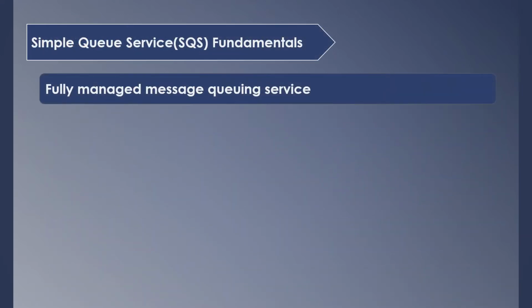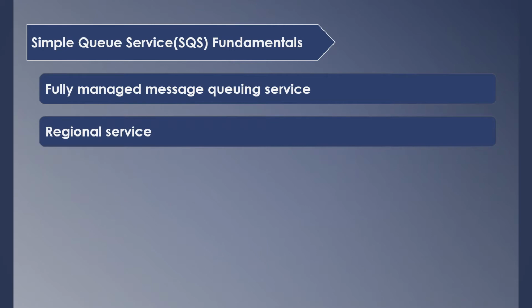AWS SQS is a fully managed message queuing service which eliminates the need for developers to manage the middleware associated with messages. Instead, AWS does it for us. It is a regional service which lets you integrate AWS compute and database services within a single region.